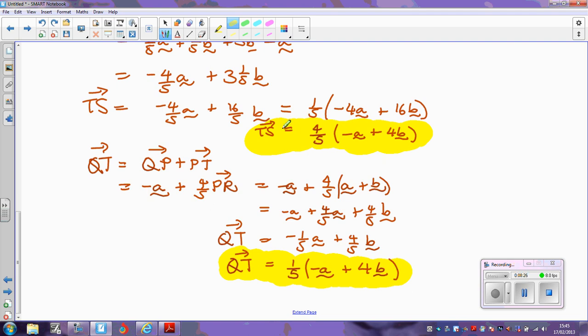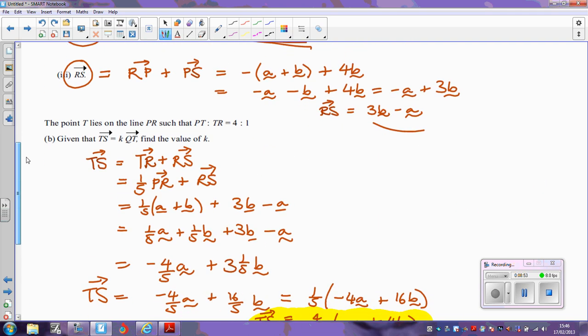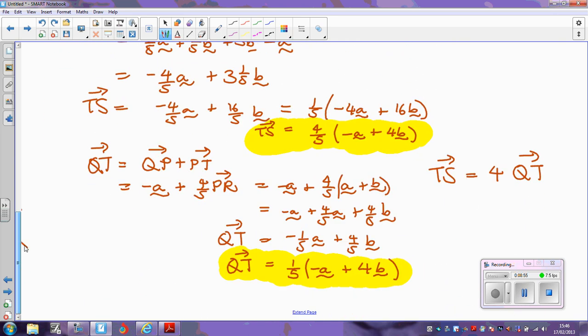And in fact, this one, TS, is 4/5 of a vector. This one down here, QT, is only 1/5 of that vector. So I can see that TS is 4 times bigger. So I can now write that TS is actually just 4 times the vector QT, and that's the solution. Remember, the question said, given that TS is K QT, find the value of K. I can now see that K is equal to 4.